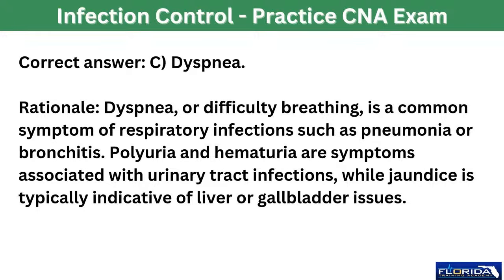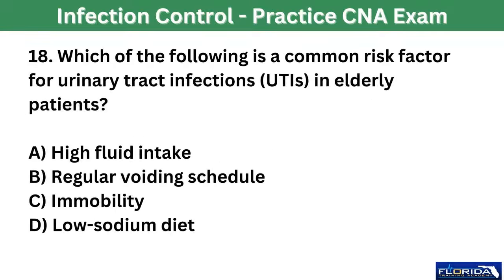So, dyspnea or difficulty breathing is a common symptom of respiratory infections such as pneumonia or bronchitis. Polyuria and hematuria are symptoms associated with urinary tract infections, poly being much. So they're urinating a lot. Hema being blood, they have blood in their urine. So that's associated with UTIs. While jaundice is typically indicative of liver or gallbladder issues. And jaundice is the yellowing of the skin, or also the whites of the eyes.